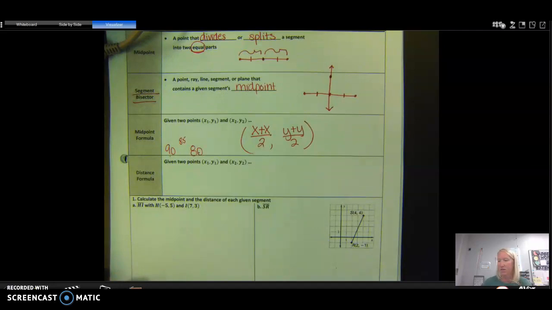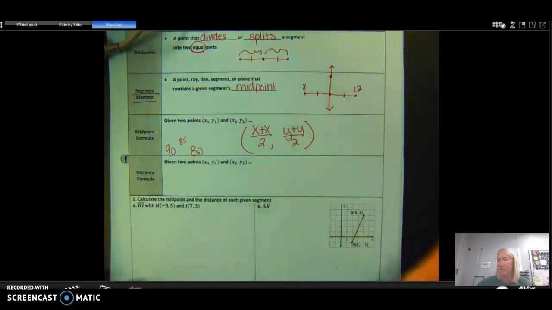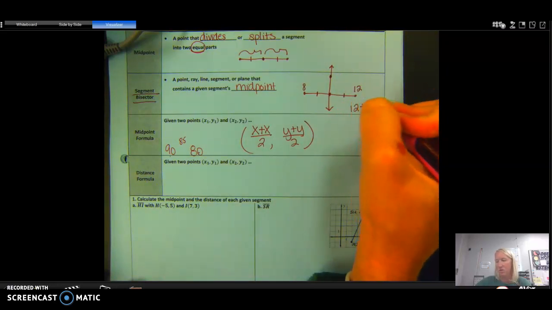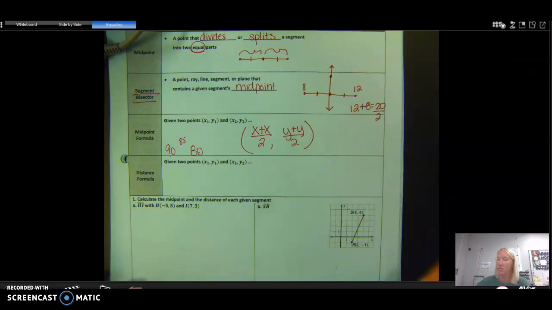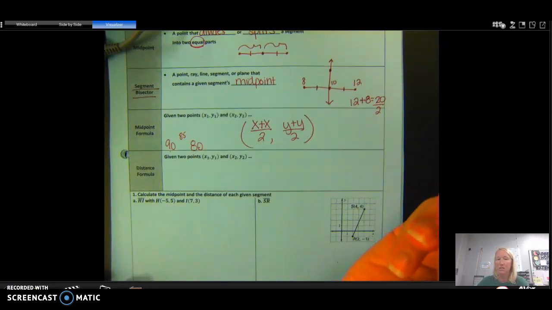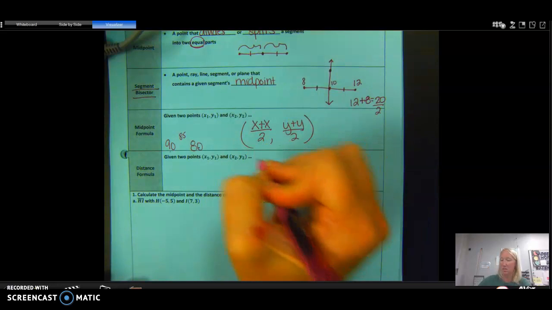Otherwise, if you're just trying to find the midpoint and this is at 8 and this is at 12, well, we know that's at 10, but one way to find that mathematically is to do 8 plus 12, which is equal to 20, and then divide that by 2 because you're finding the average of it, so that would give you 10. Okay? The second formula we're going to talk about in this section is one you need to memorize. You need to memorize both of these, but you really need to memorize distance formula because we're going to use it a lot.